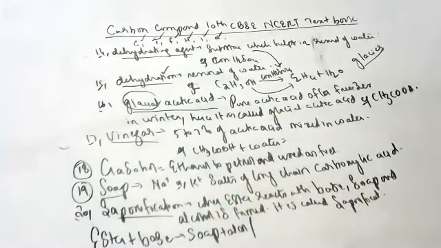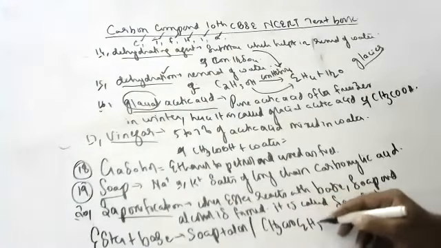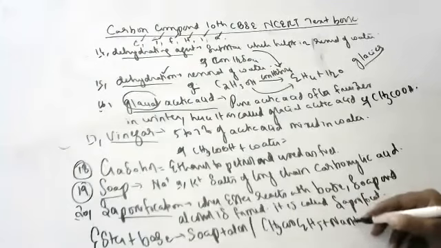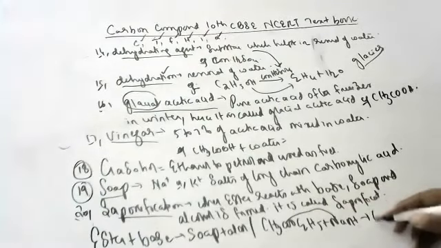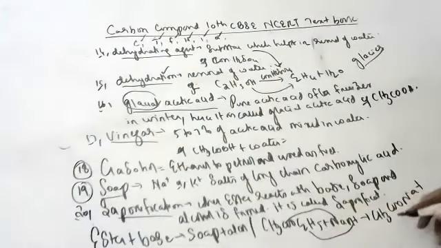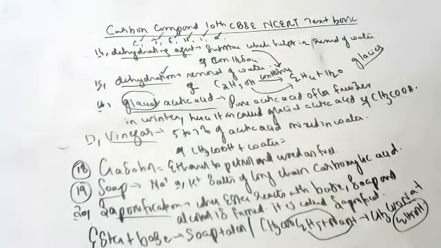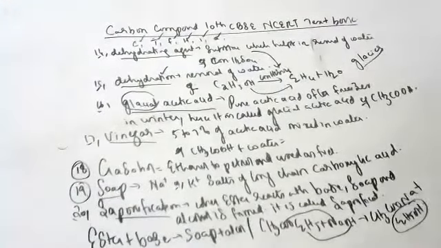Ester plus base. What ester we studied, children? CH3COOC2H5, ethyl ethanoate. To this, if you add sodium hydroxide, what will you get? CH3COONa. This is your soap, children, plus C2H5OH alcohol. In the soap industry, glycerol is the byproduct.